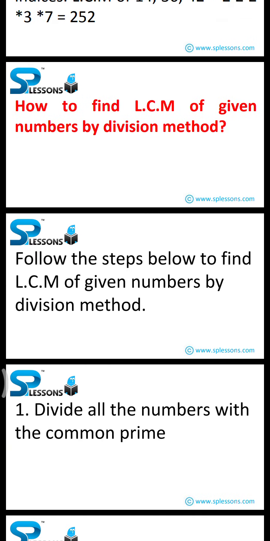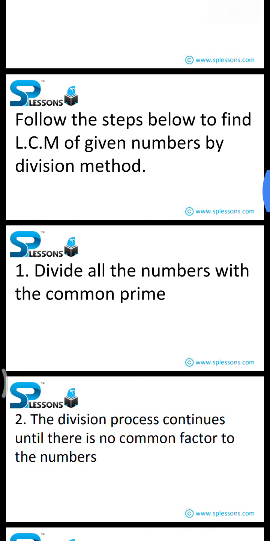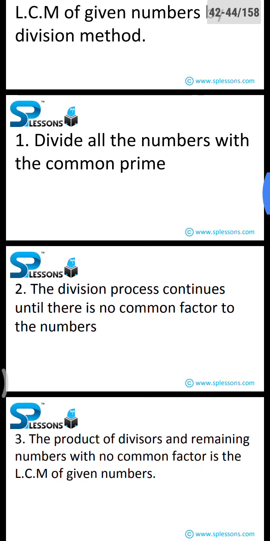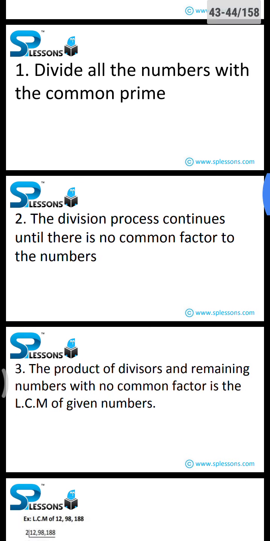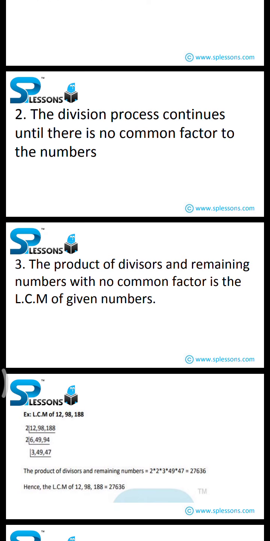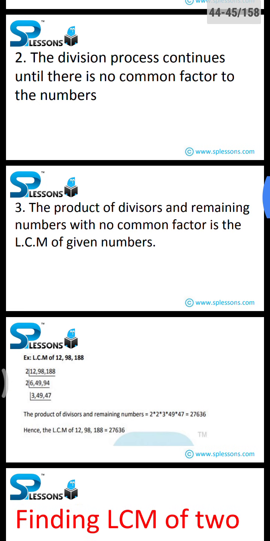Follow the steps below to find LCM of given numbers by division method. The first one is divide all the numbers with the common prime. The second thing is the division process continues until there is no common factor to the numbers. Third, the product of divisors and the remaining numbers with no common factor is the LCM of given numbers.